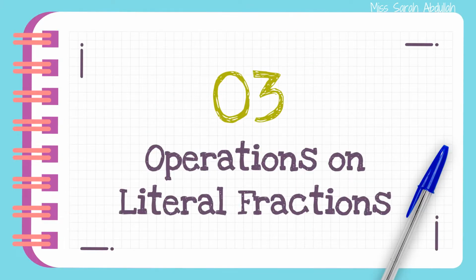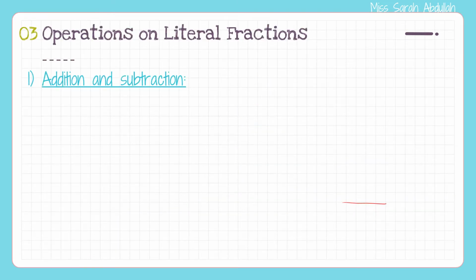Now we're going to start with operations on literal fractions. Okay, so addition and subtraction. We already know in fractions, if we have, let's say, 1 over 2 plus, I don't know, 4 over 2. Since we have the same denominator, these are called like fractions, and we just add the numerators. So 1 plus 4 over 2, which is 5 over 2. This is how we do it.